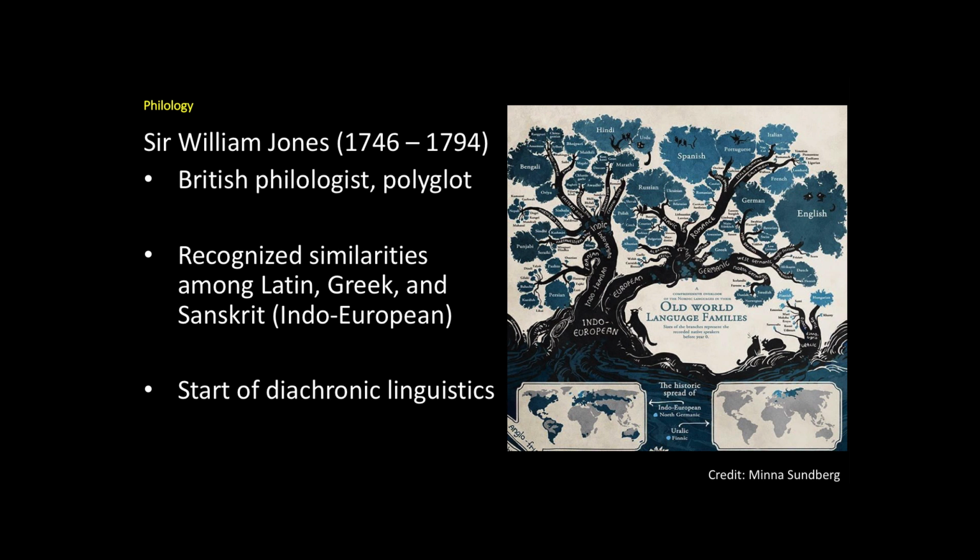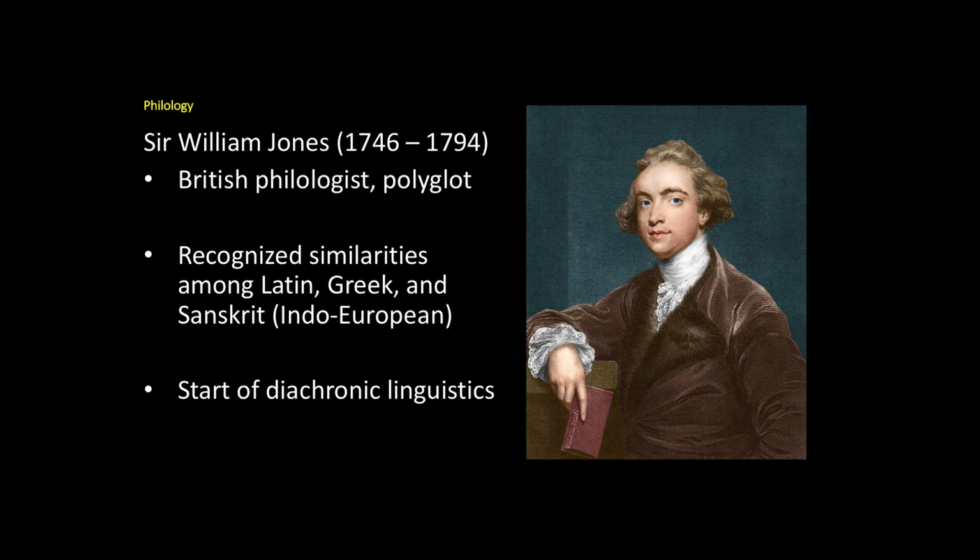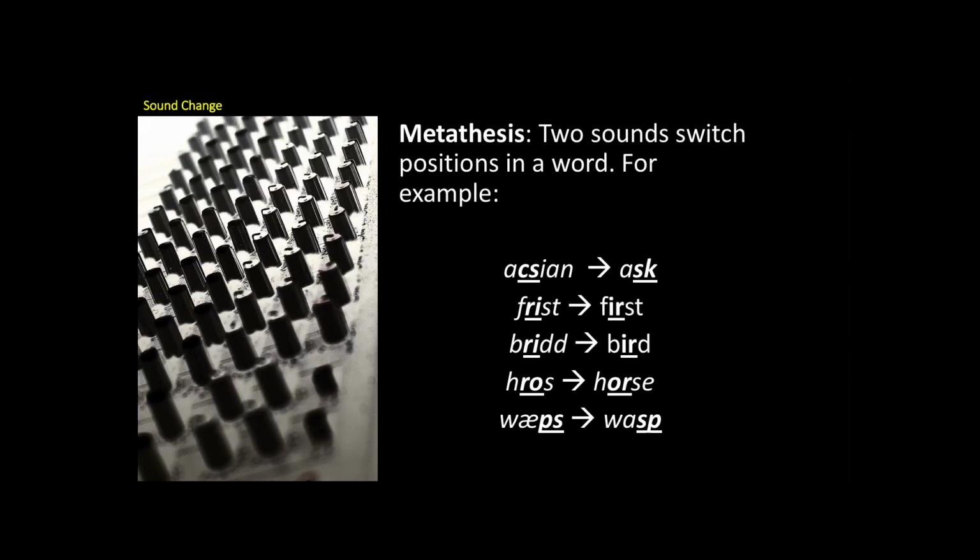Indo-European is now recognized as a family of over 400 languages, best envisioned as a tree with several large branches or subfamilies extending out from it. Although Jones may not have been the first to make this observation, he certainly popularized it and essentially started comparative linguistics, or the focus on diachronic variation. Now, let's discuss the mechanisms of language change, starting with phonological change.